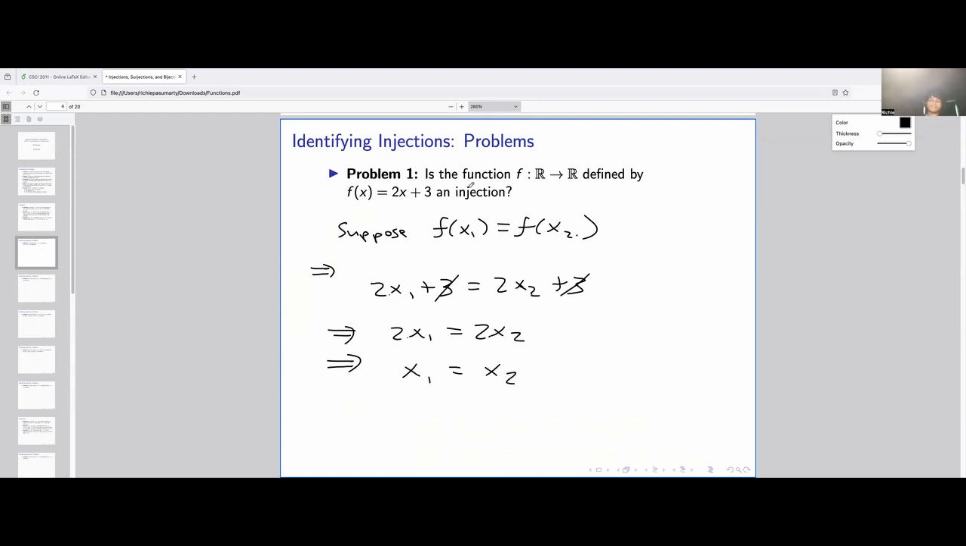So is it an injection? Is it a one-to-one function? Yes, because whenever the output values are equal, the input values have to be equal. So this is an injective function.